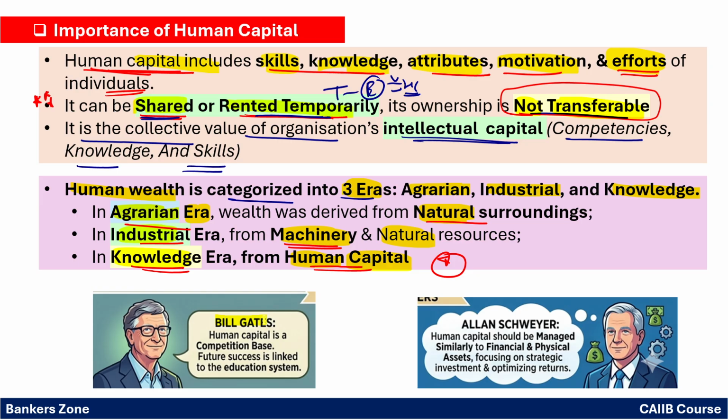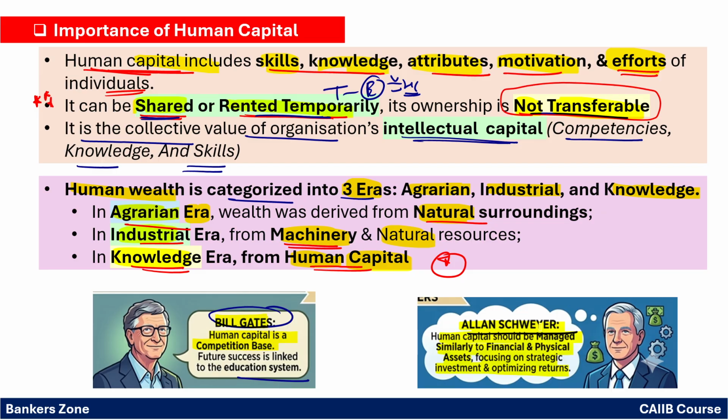As per Bill Gates, he says human capital is the base of competition. Human capital is a competition base. Future success is linked to the education system as per Bill Gates. However, Alan Shearer says that human capital should be managed similarly to the financial or the physical asset, focusing on strategic investment and optimizing the return, as per Alan.